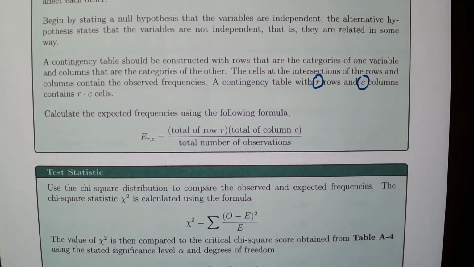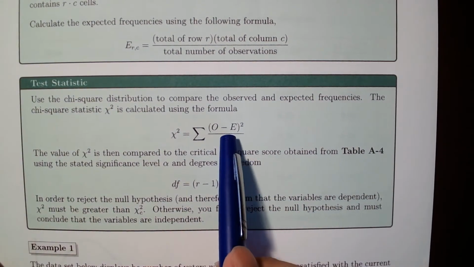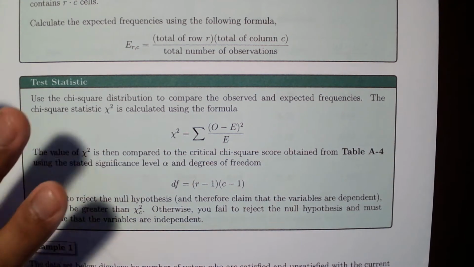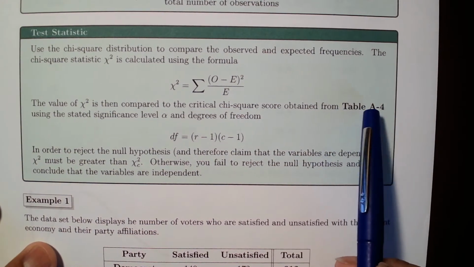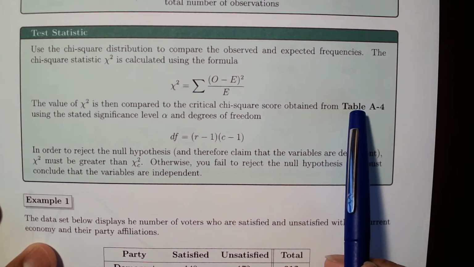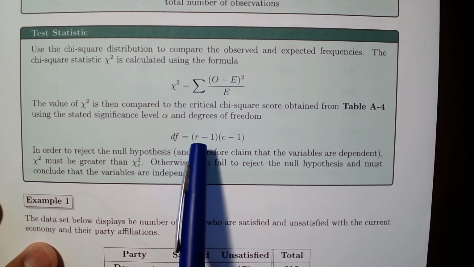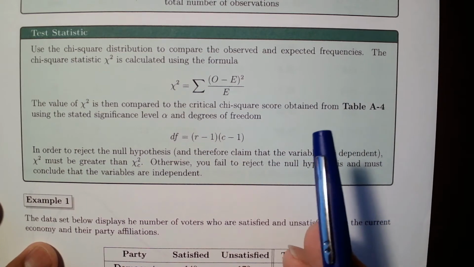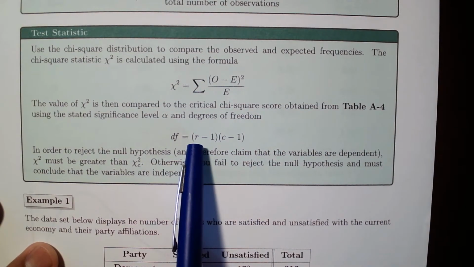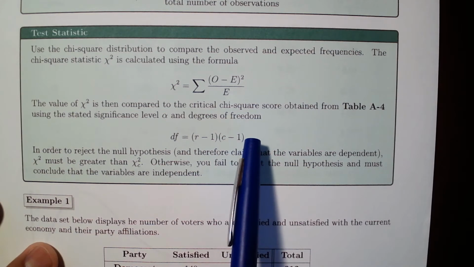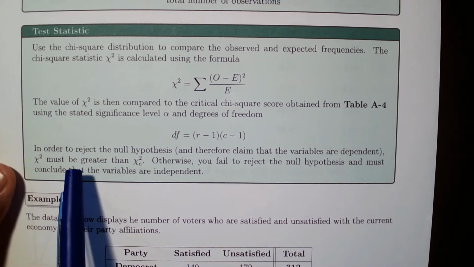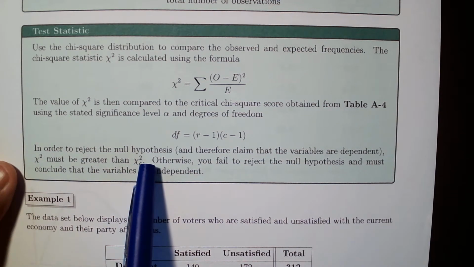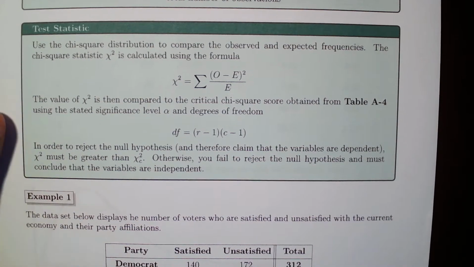The test statistic is still going to be the same formula as before, once we gather all the data. However, the difference here is that we still use table A4, but for the degrees of freedom, we use a different formula. Instead of the number of categories K minus 1 for the goodness of fit, we use the number of rows minus 1 times the number of columns minus 1. And as usual, reject the null hypothesis if the statistic value is greater than the critical value. Otherwise, we fail to reject.